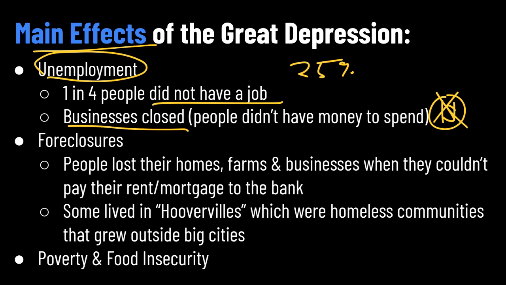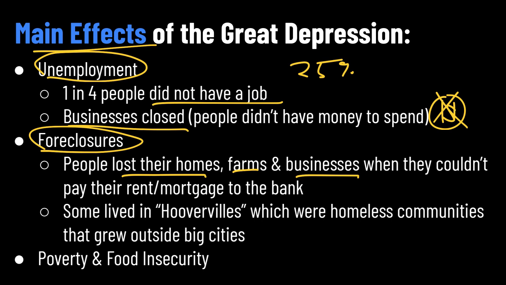Another effect of the Great Depression is foreclosures. And what a foreclosure means is basically losing your home or your property, like a farm or a business. If you can't pay your rent or your mortgage, the bank will eventually take back that property. That's what happened to lots of people.